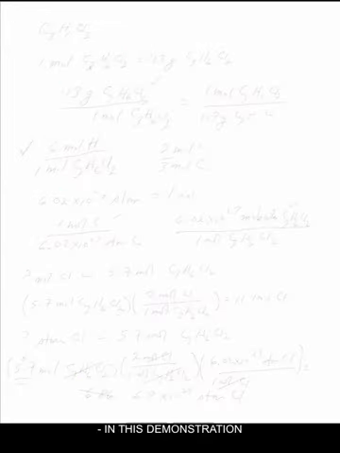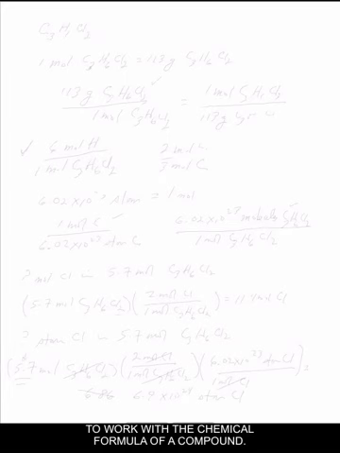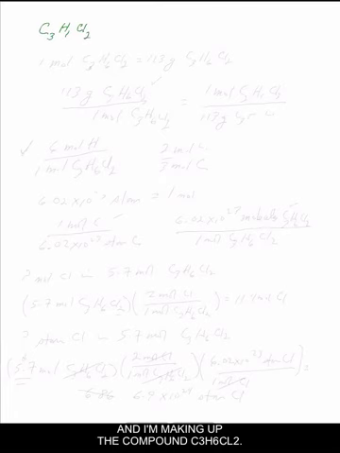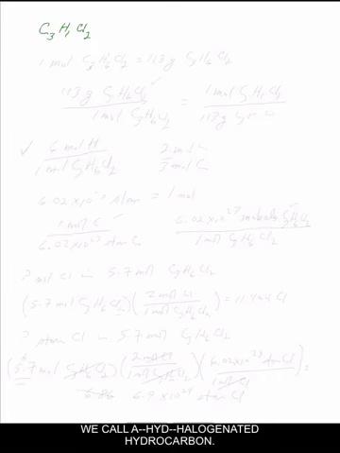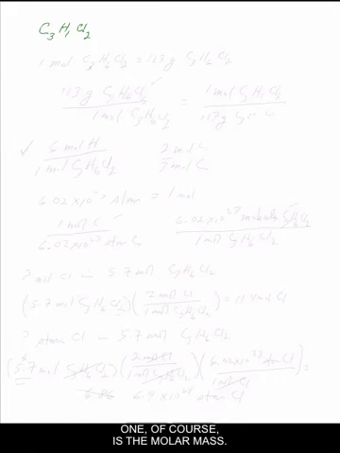In this demonstration, we're going to look at using the three conversion factors to work with the chemical formula of a compound, and I'm making up the compound C3H6Cl2. This is a chemical compound of a formula of substance we call a halogenated hydrocarbon. We have seen in our discussion that there are three conversion ratios that we can derive from an equation like this. One, of course, is the molar mass.